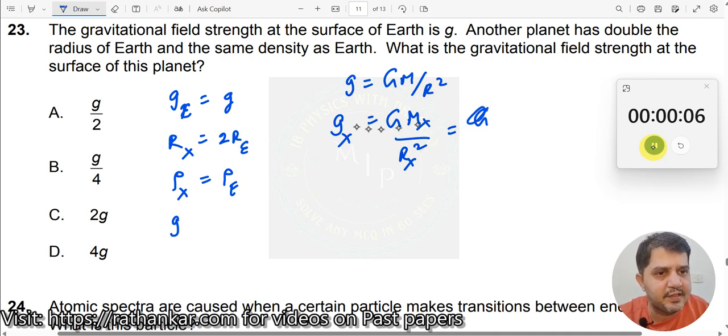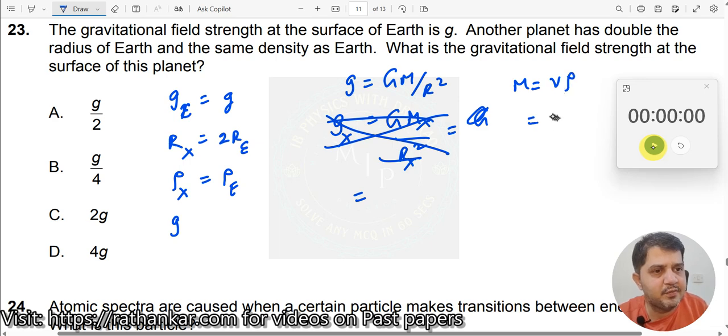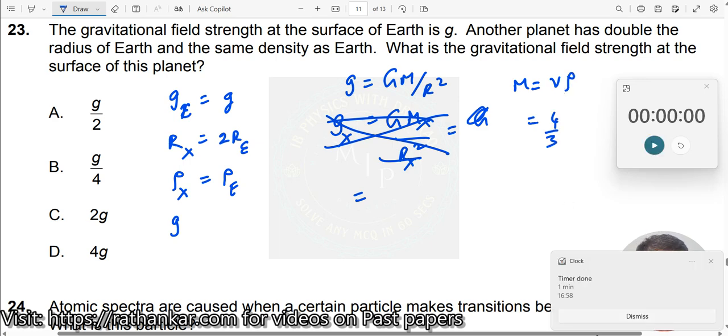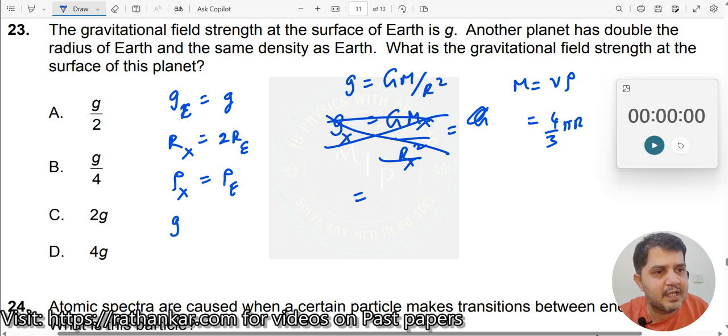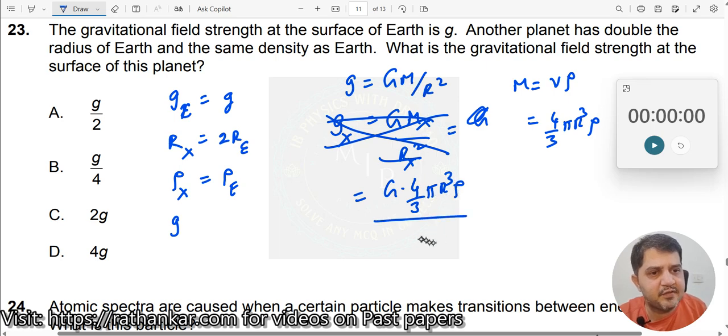So we will not write this expression first. We will do something else over here. We know that if M is the mass, mass can be written as volume into density. What is volume? 4 by 3 pi r cube, multiplied by density. So let us substitute it: G into 4 by 3 pi r cube into density, divided by r square. This r square cancels with part of r cube, so now I will write 4 G pi r rho divided by 3.